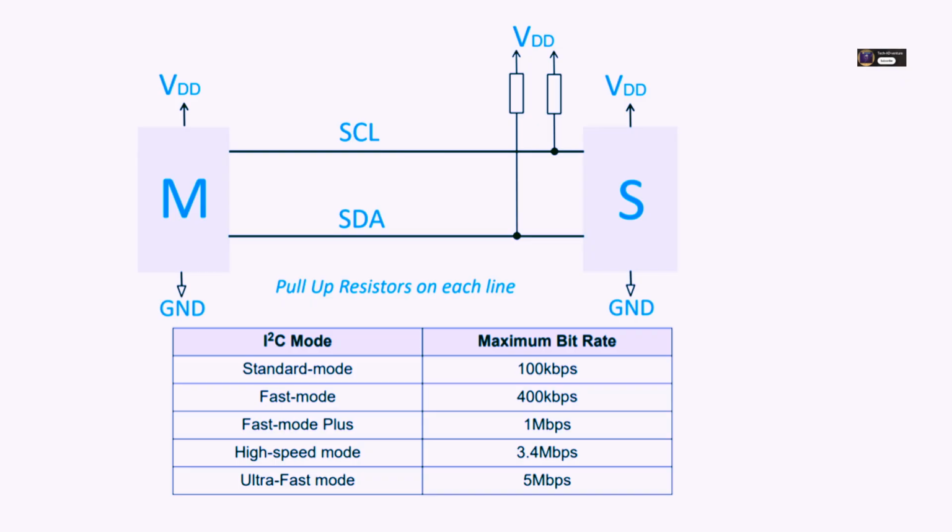Going faster, there's fast plus at 1 megabit per second, Mbps, and high speed mode, HS mode, reaching up to 3.4 Mbps. Wow, 3.4 Mbps is quite a jump from 100 kbps. Faster is usually better, right? But are there trade-offs? When would you not want to run at the highest possible speed?